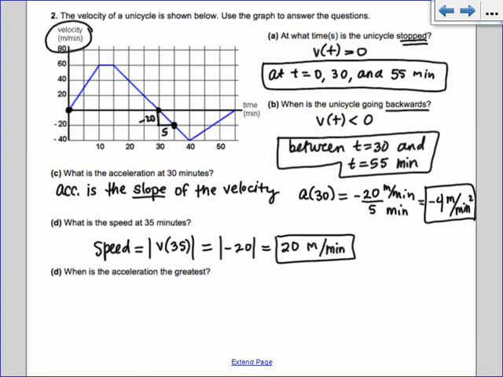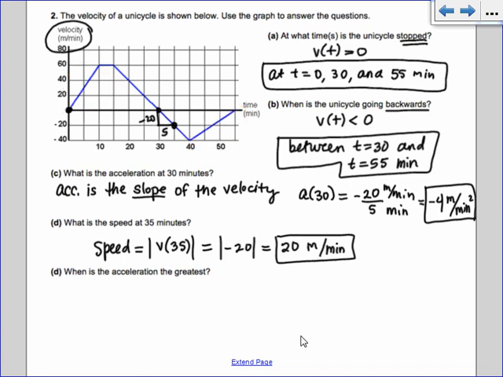And then the last thing, when is the acceleration the greatest? So what's that saying? When is the slope the steepest, basically, right? Acceleration is the slope. When is the slope the biggest? So I only have 2 possibilities. There's only 2 places where it's positive, here and here. So we're going to compare them. Which one looks steeper? The first one, right?